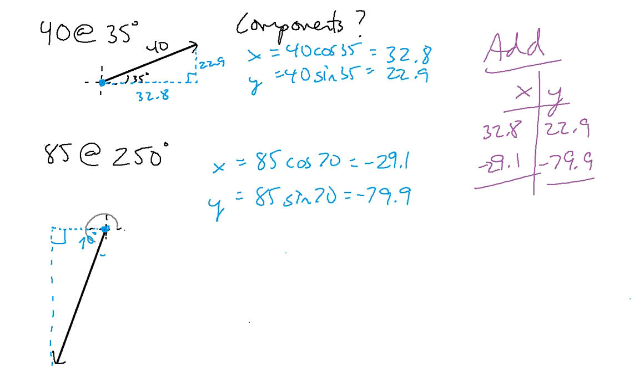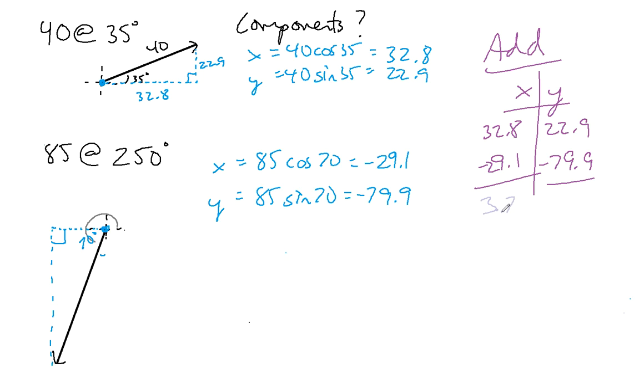So I got 32.8, and I've got the minus 29.1, and that leaves me with an x component of 3.7, which tells me right now that this thing isn't going very far sideways anymore.